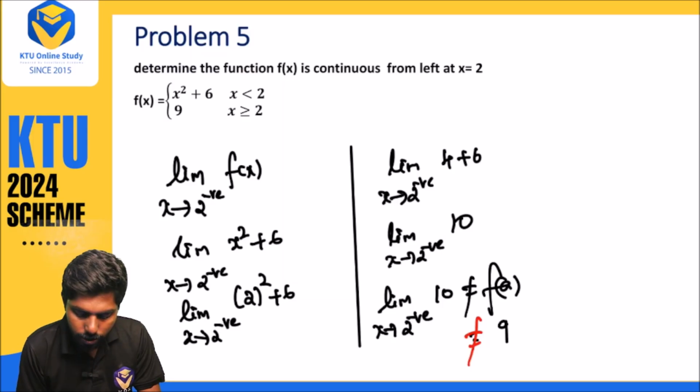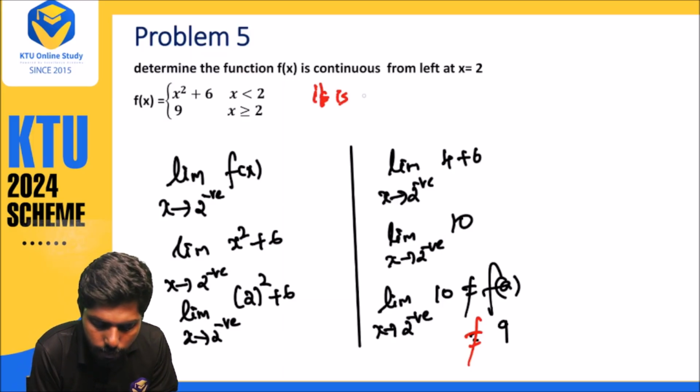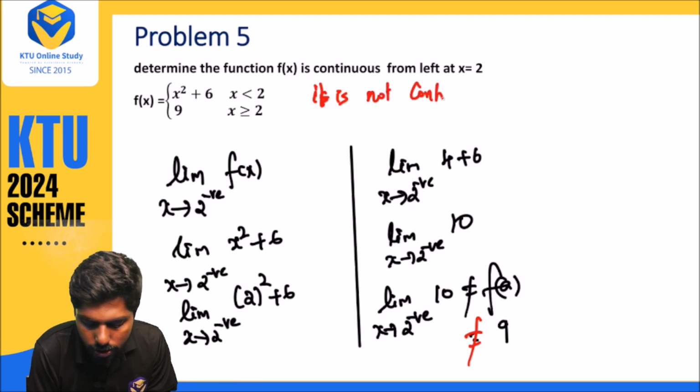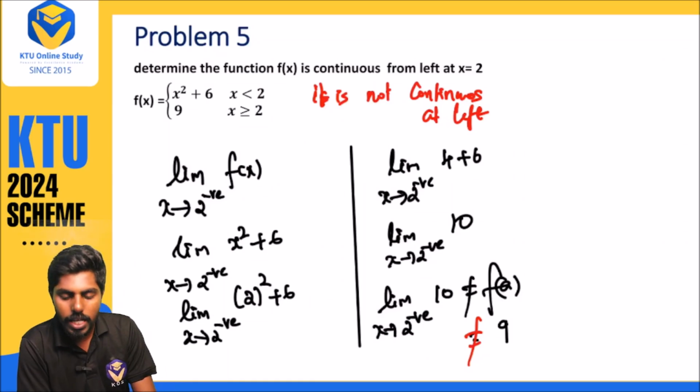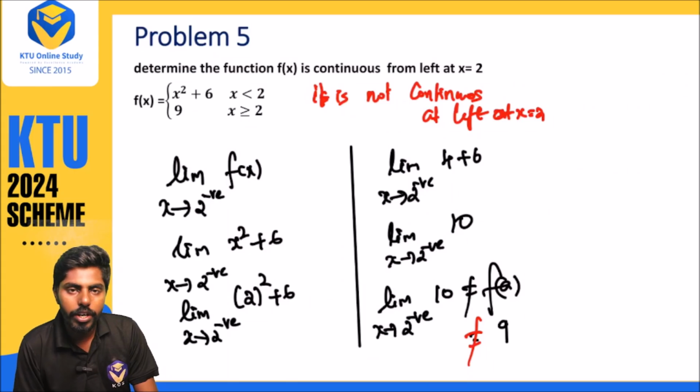f of a is not equal. So we can say that it is not continuous. It is not continuous at left, at x is equal to 2. It is not continuous. So we will go to problem number 6.